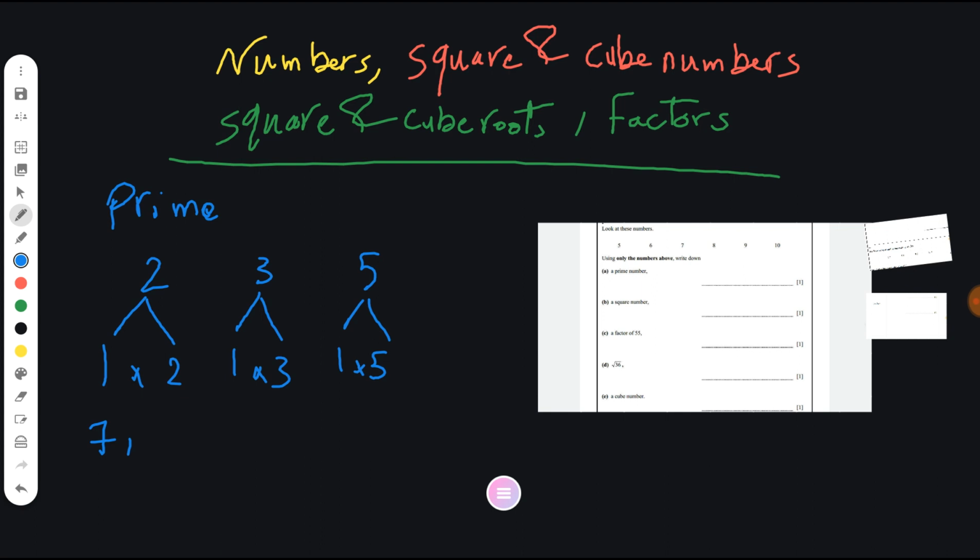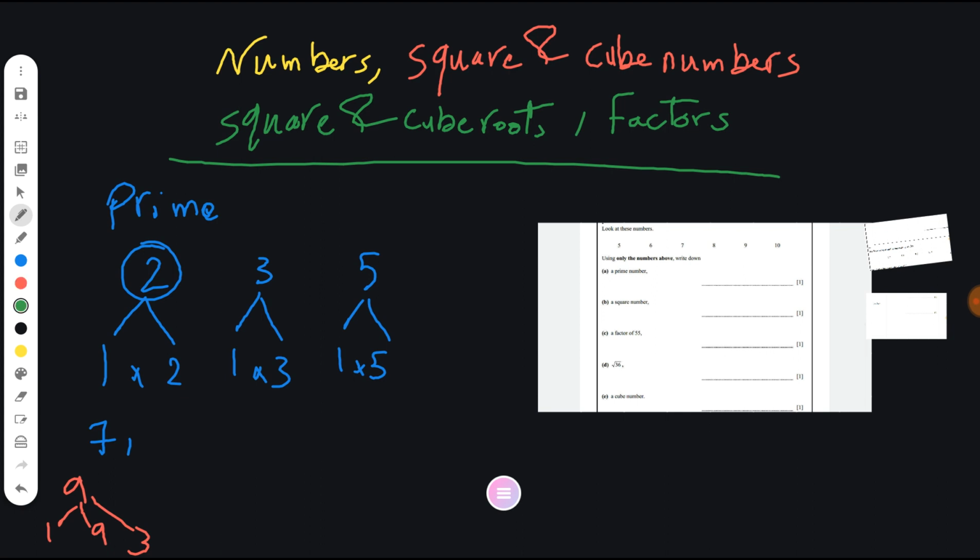And don't write 9. By the way, all prime numbers are odd except 2. But take care. You can't say that all odd numbers are prime. It's wrong. Because 9 has more than 2 factors. 9 has 1 and 9 and 3 times 3. So more than 2 factors. So 9 is not a prime number.